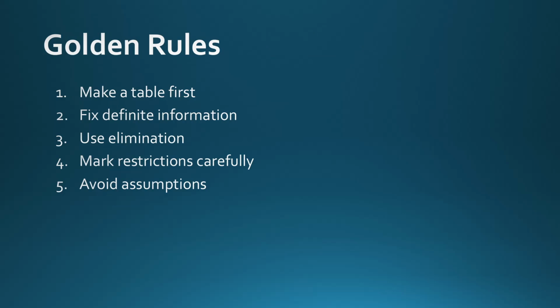Now let us discuss the golden rules. Rule number 1, always make a table. Rule number 2, first place the definite information. Rule number 3, use elimination aggressively. Rule number 4, restrictions are extremely important. And finally, never make assumptions unless the information is given. These 5 rules alone can improve your LRDI accuracy significantly.